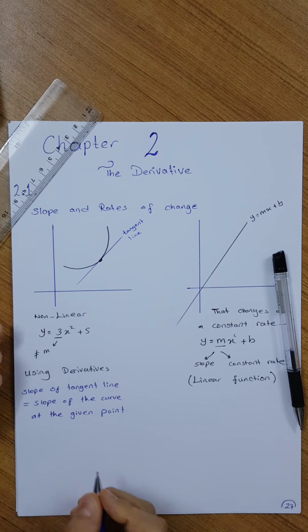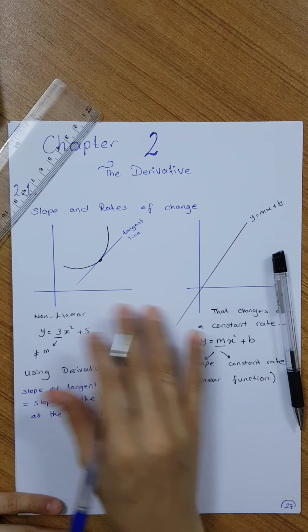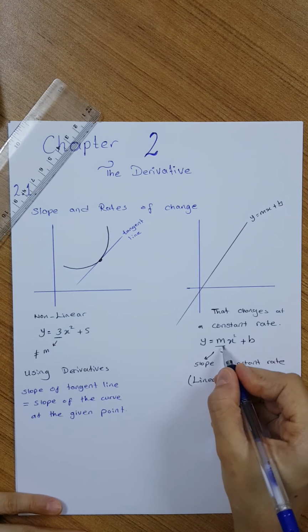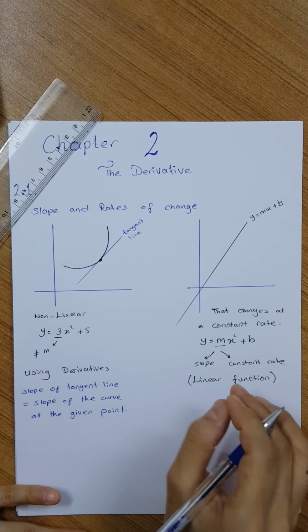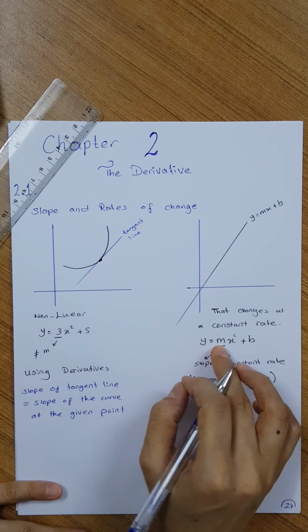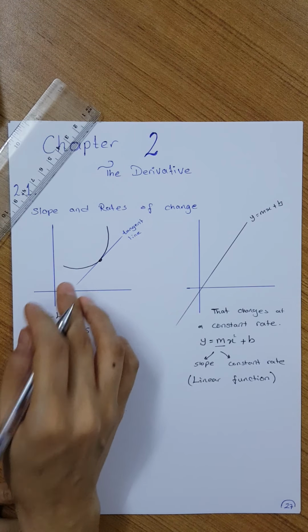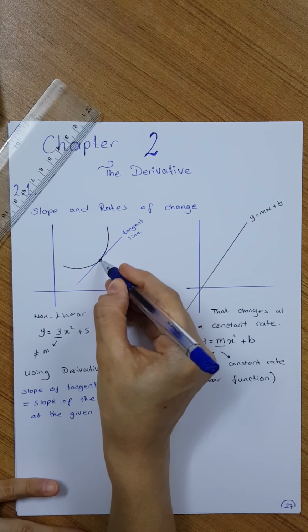Okay, so what's the difference between this one and that one? In general here, we were saying m is the slope for that straight line. For every point on that line, the slope was equal to that m. But when we have got a curve, the slope changes. Why? Because it's depending on the point that is given to me.